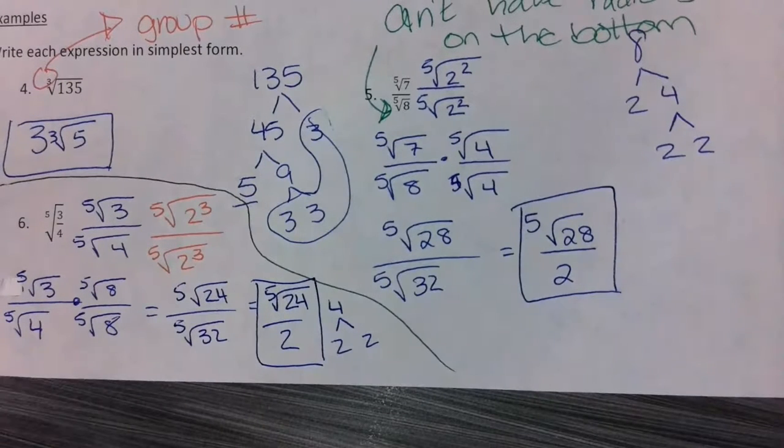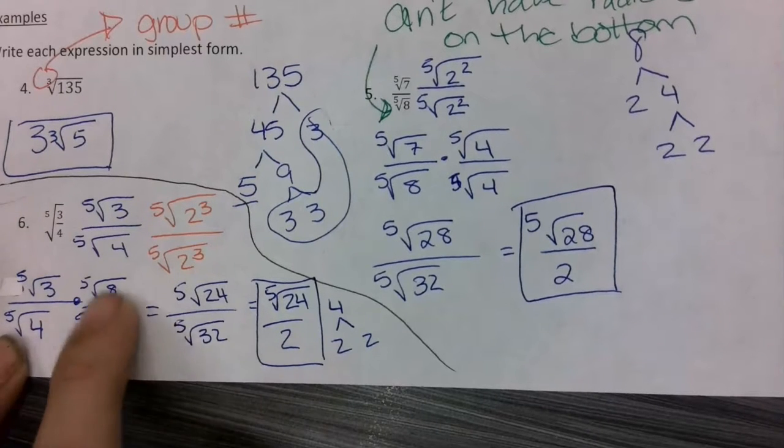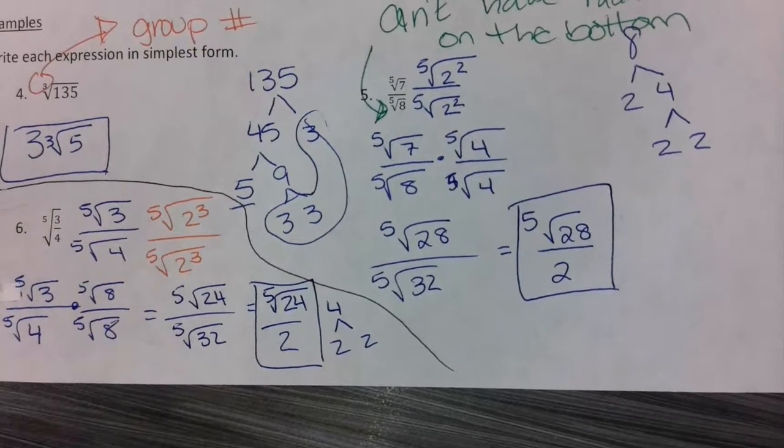Okay, questions there? Mm-hmm. So whenever you get that other part, then you don't want to do anything with the top? Yeah, you don't want to do anything with the top except multiply whatever you get with it. I multiplied the 5 cube root of 8. That's all I did to the top. I don't simplify it.